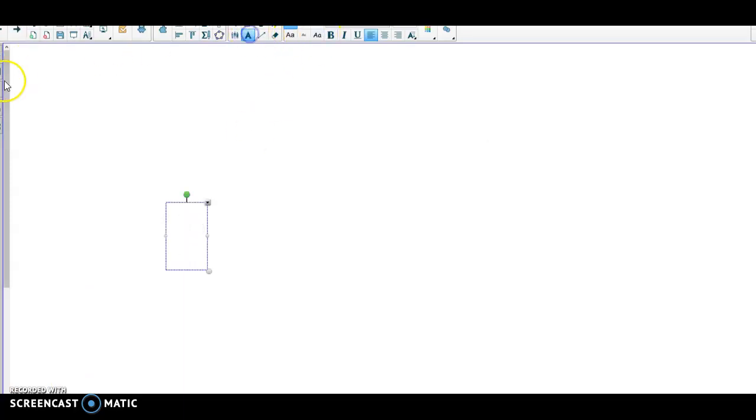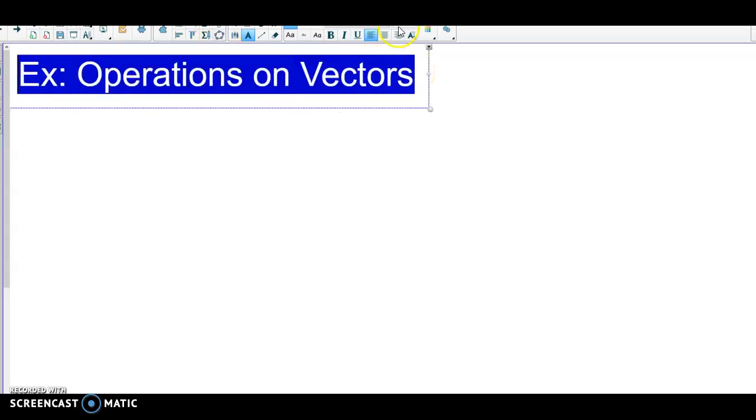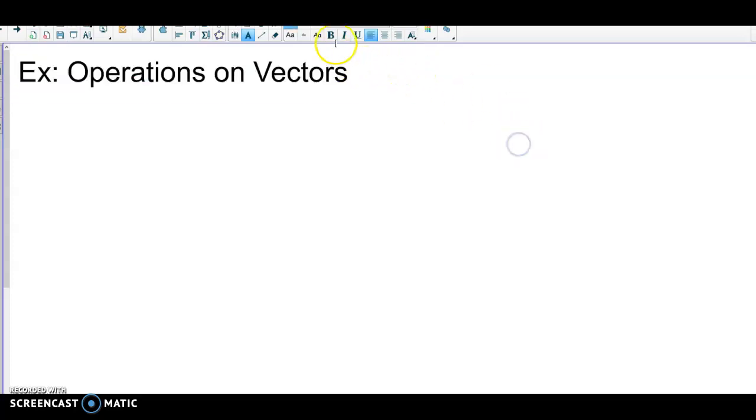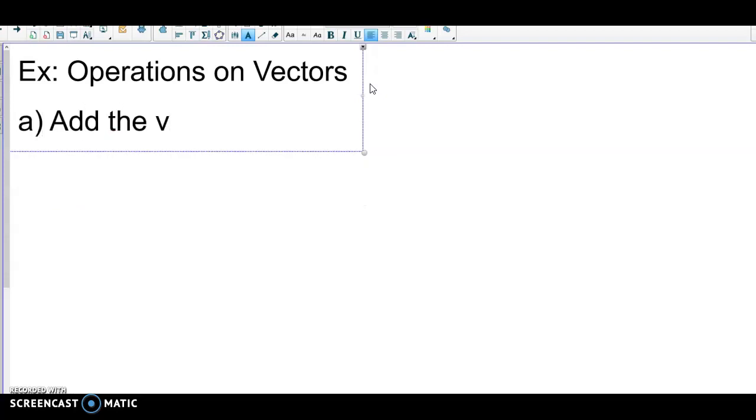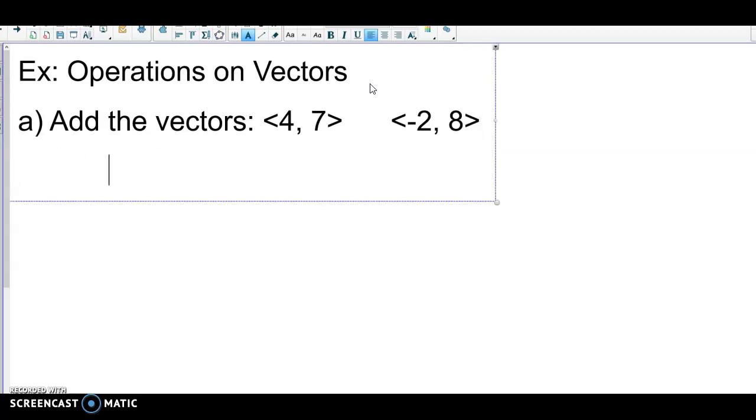Let's now talk about operations on vectors. So when we're looking at this, we're going to either add or subtract vectors or multiply them by a scalar. Nothing too challenging. So if we have the vectors 4, 7, and let's go with another vector of -2, 8.